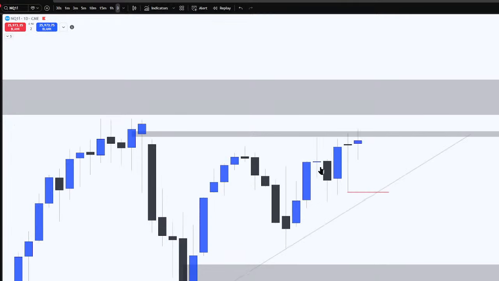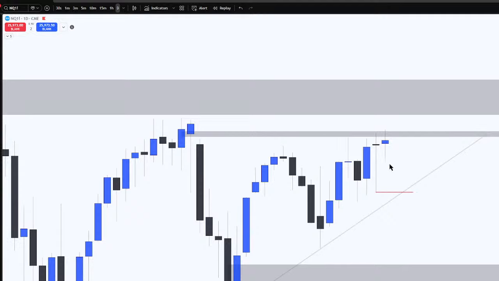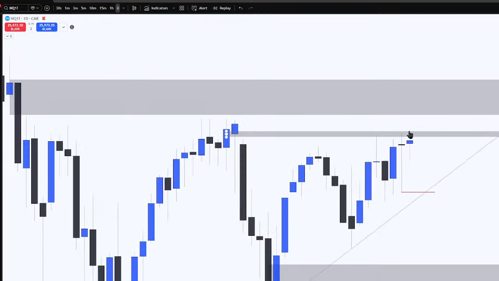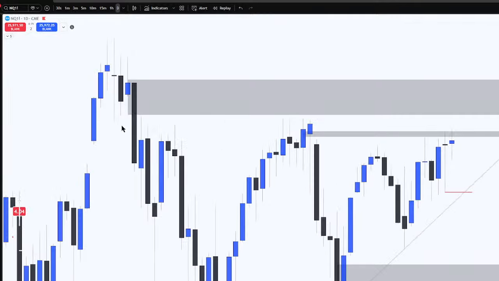I'll pull up the chat 1 second. It's just a lot easier for me to do the analysis like this. Okay. So on the daily chart, to me, it looks like I could see this pushing up into a full-bodied candle, maybe coming up into the gray area. Here's the RTH gap.